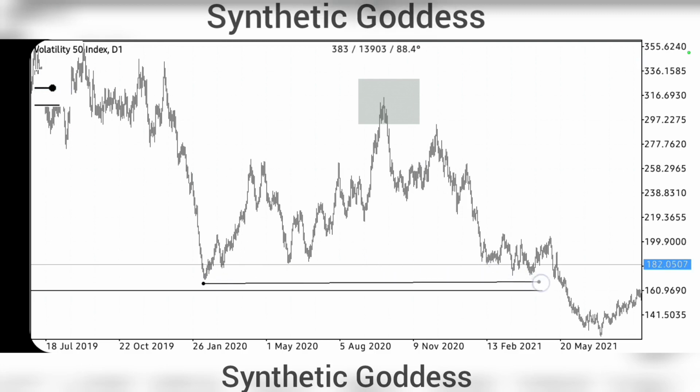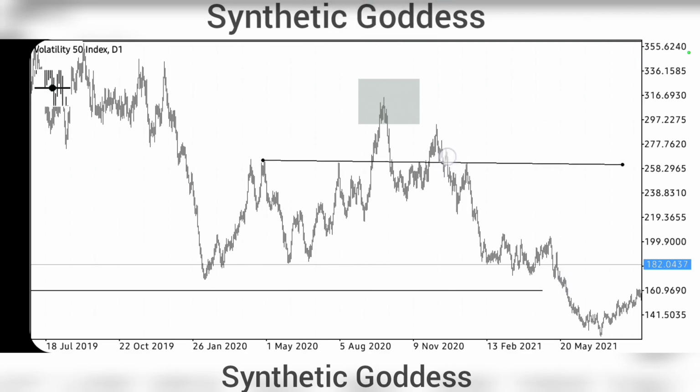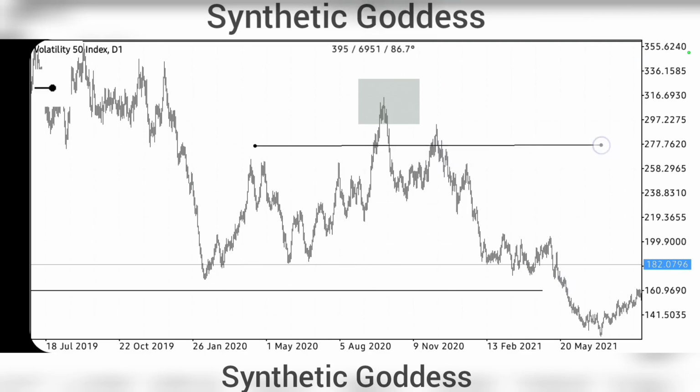So this is our last break of structure to the downside on the daily time frame. It simply means the daily time frame and the weekly time frame are aligned.